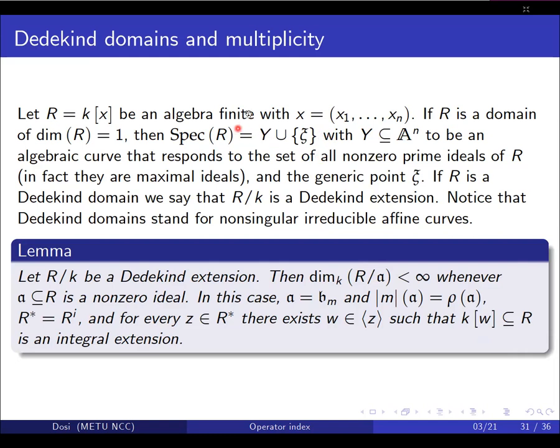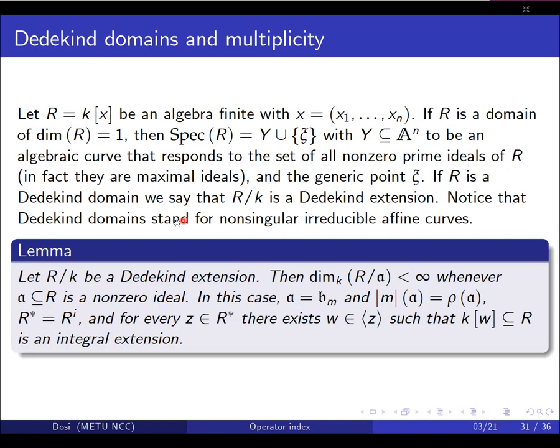Okay, now I'm very close to formulating my main results. So let's have a finite algebra with X as a tuple. And suppose R is a domain of dimension 1. Well, that's exactly representing the coordinate ring of an irreducible algebraic curve. So the spec looks like that. This is my algebraic curve, and this is a generic point. It's the zero ideal.